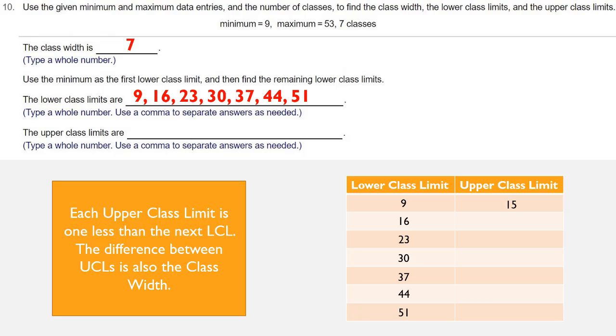So 15 plus 7 is 22. Add 7 again, 29. Add 7 again, 36. And again, 43. Then 50. Then 57. So the upper class limits are 15, 22, 29, 36, 43, 50, and 57. And that's your answer.